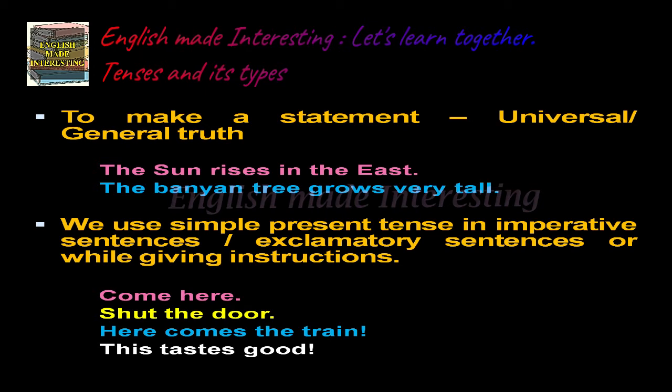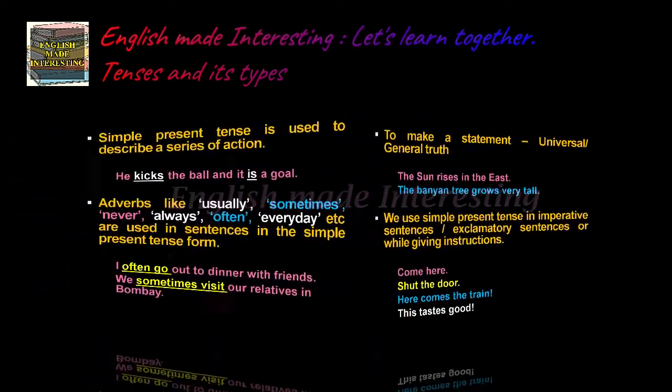Next, we use simple present tense in imperative sentences or exclamatory sentences or while giving instructions. Now look at the examples. Come here, shut the door, here comes the train, this tastes good. All these are simple present tense form of the verb.